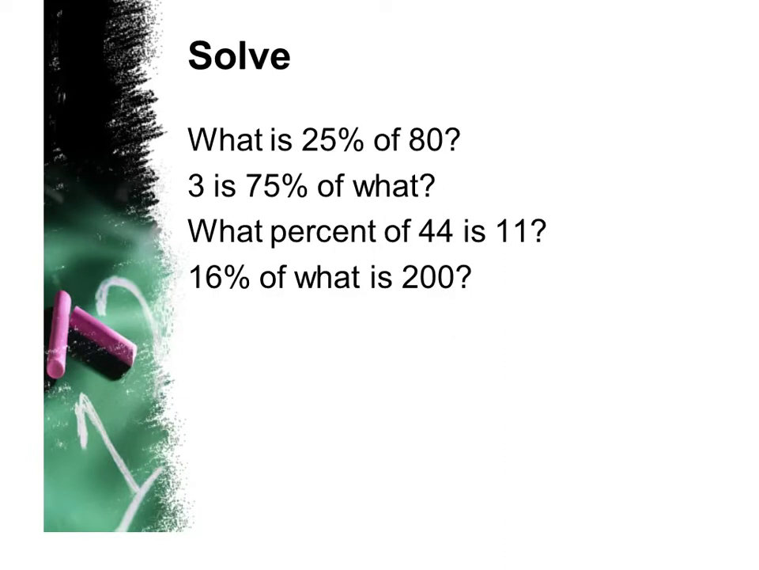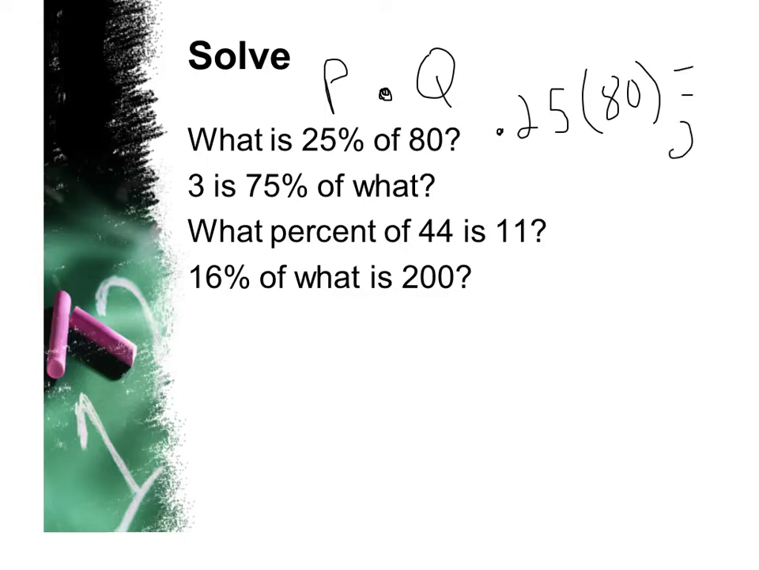What is 25% of 80? The thing that you have to think about is that this is always going to be PQ equals R. Here is the P, 25% of 80. When you see the word "of," that's your times symbol, and after the word "of" would be your Q. So all you simply do is take 0.25 times 80. So 0.25 times 80 is 20.